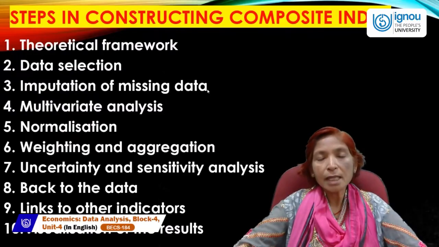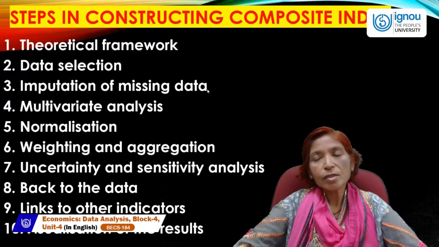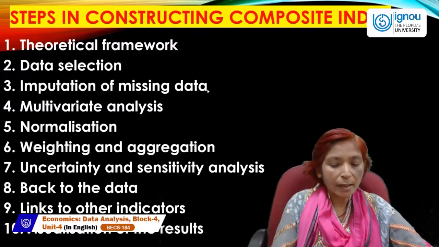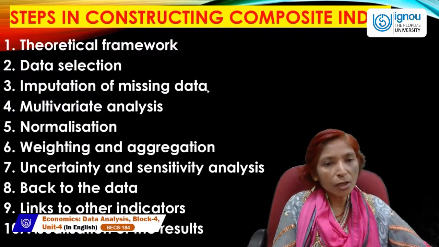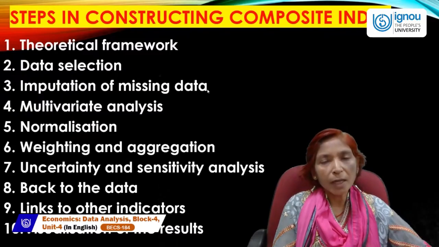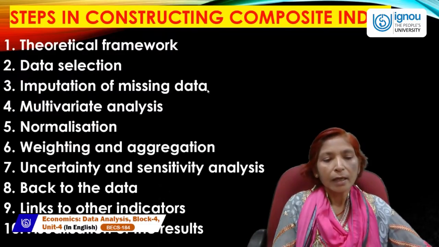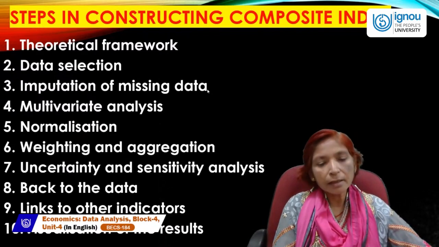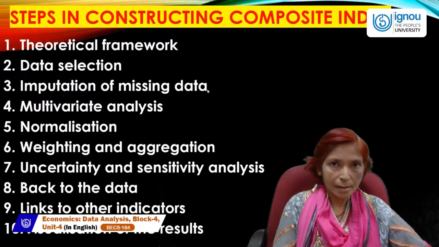So these are the 10 steps which we use while constructing a composite index. One is theoretical framework, next is data selection, next is imputation of missing data, fourth is multivariate analysis, fifth is normalization, sixth is weighting and aggregation, seventh is uncertainty and sensitivity analysis, eighth is back to the data, ninth is links to the other indicators, and 10th is visualization of the results.